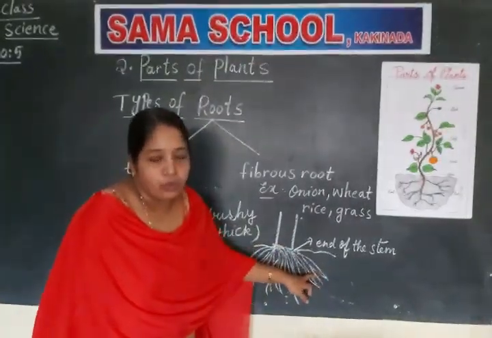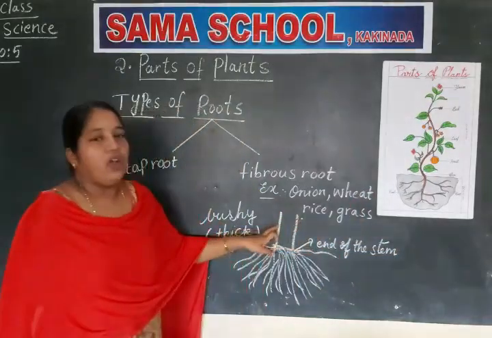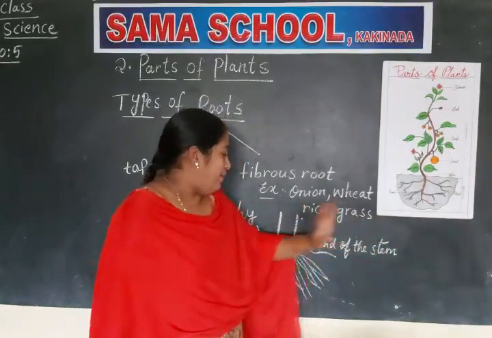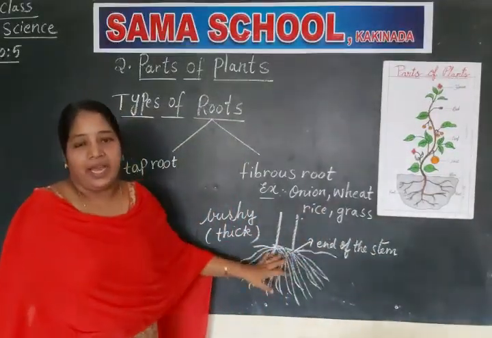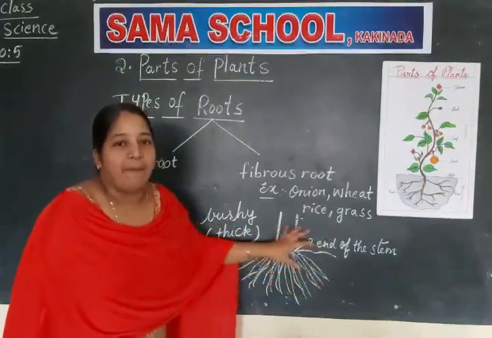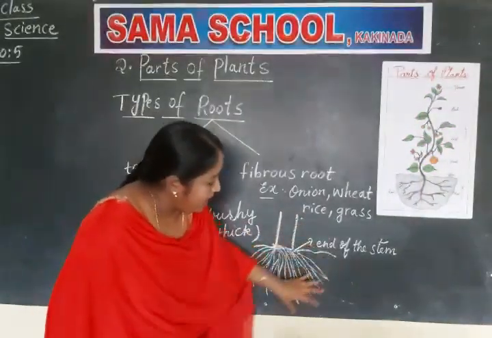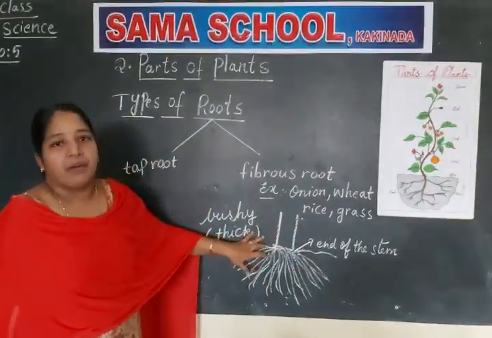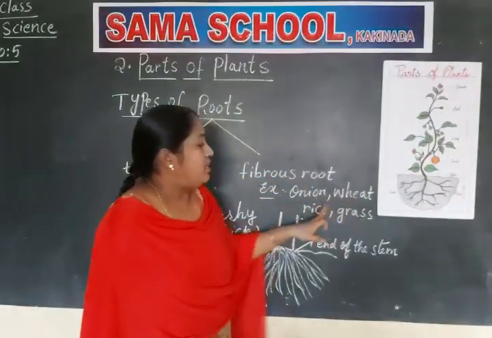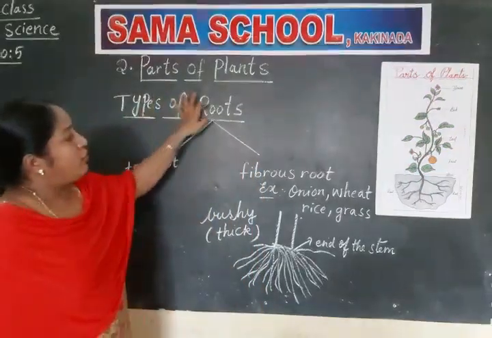A large number of roots grow from the end of the stem, and there is no main root. And all these roots appear bushy and they are very thick. They are present more in number, and this type of fibrous root is seen in plants such as onion, wheat, rice, grass, etc. Okay, children, how many types of roots are there?